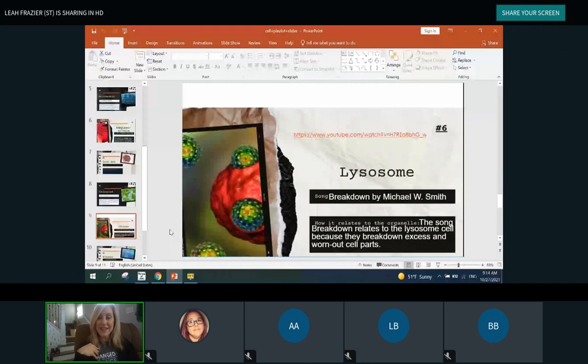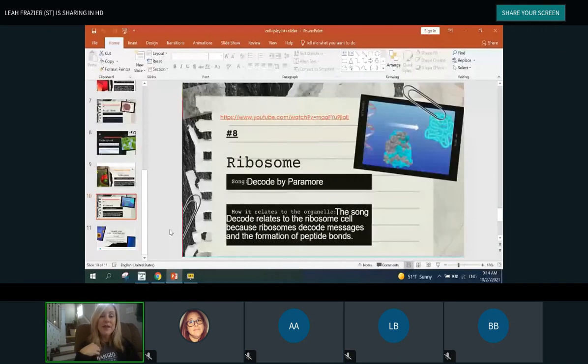I think this is the last one, the ribosome: Decode by Paramore. The song Decode relates to the ribosome because ribosomes decode messages, perfect, that they're getting from the nucleus, and they form bonds, all right? They make those proteins that the nucleus is giving them in codes to make.